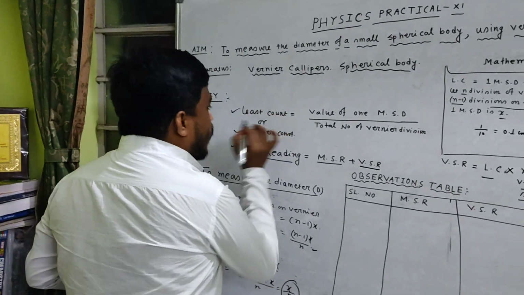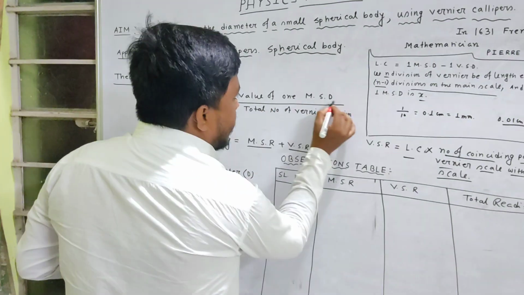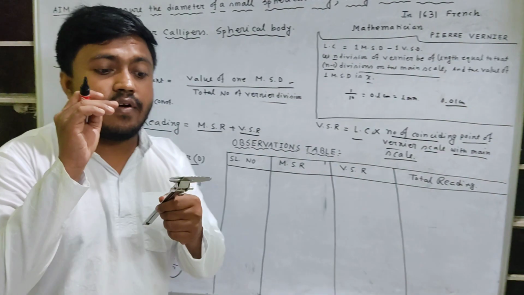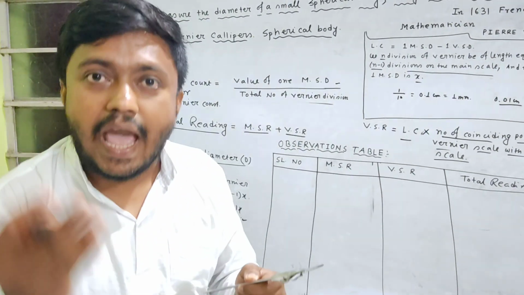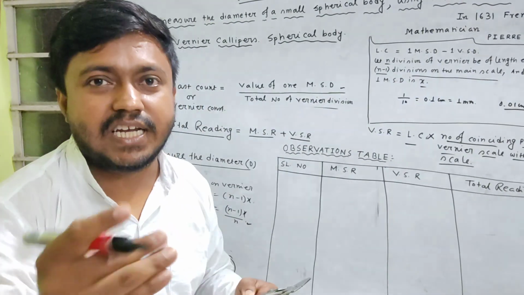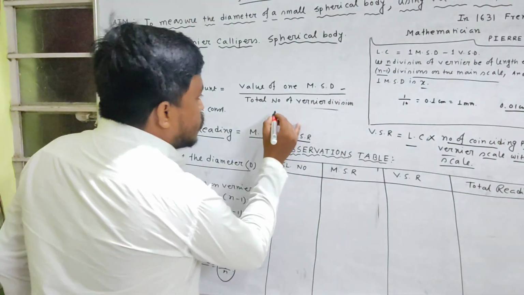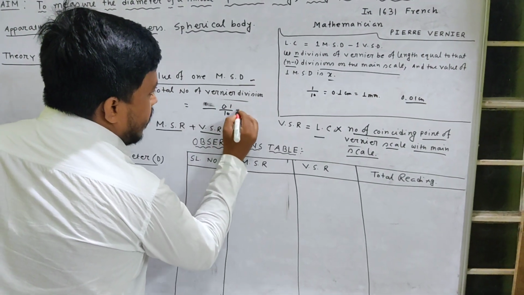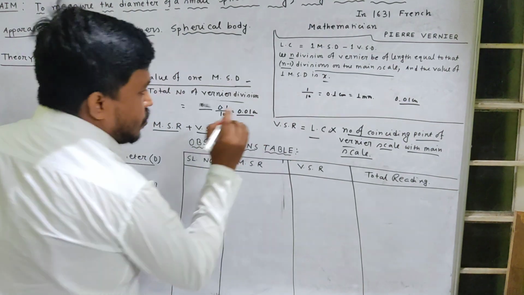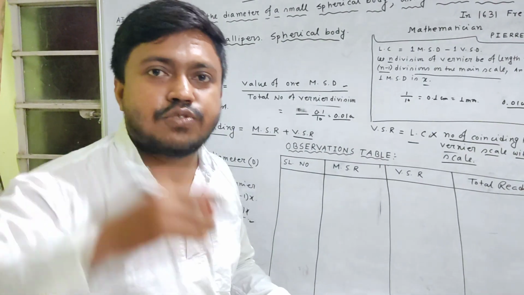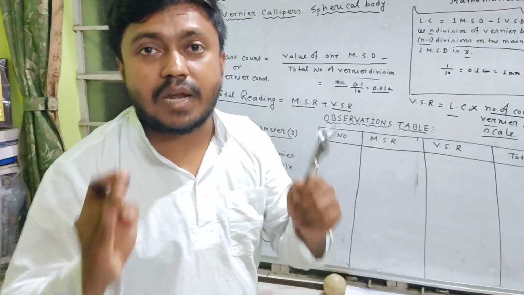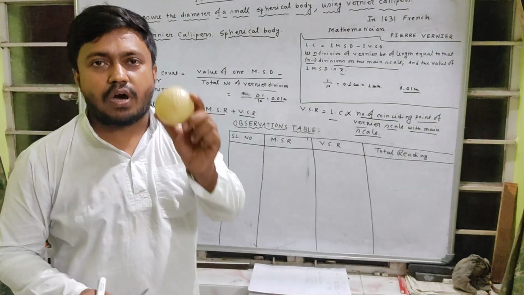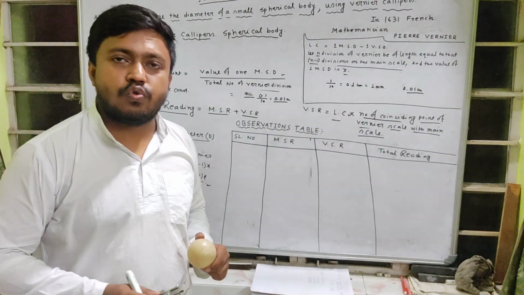So the least count, or vernier constant, formula is the value of one main scale division divided by the total number of vernier divisions. In this device, the number of vernier divisions is 10, and the value of each main scale division is 0.1 centimeter. So finally we get 0.1 by 10, which is equal to 0.01 centimeter. That means by using this device we can measure accurately up to 2 decimals, that is 0.01 centimeter. After that we find the diameter of the ball, and finally the result is 6.24 centimeter.